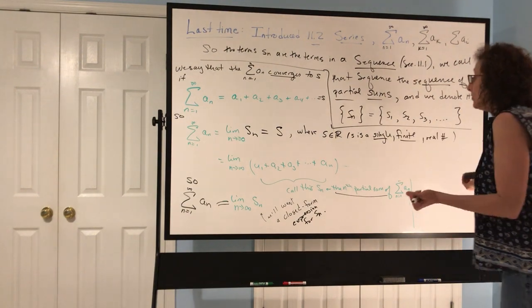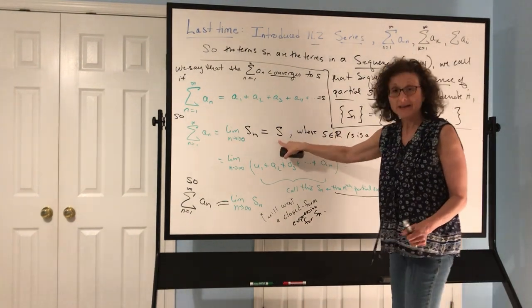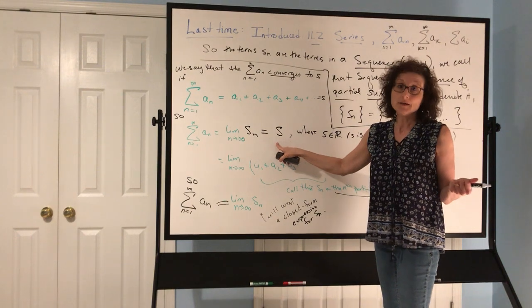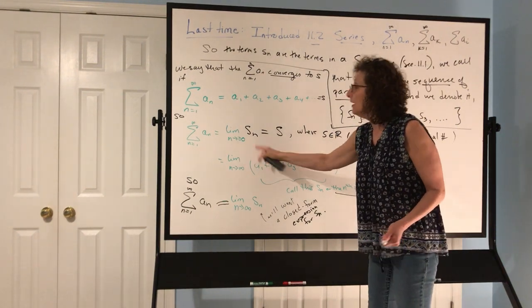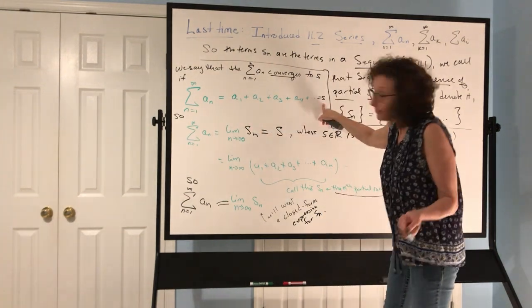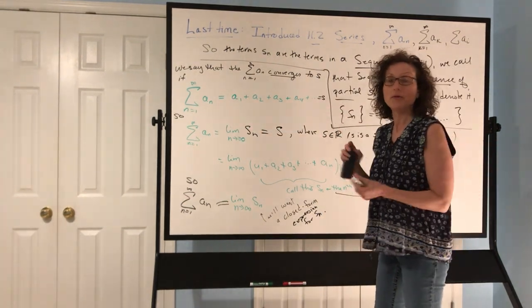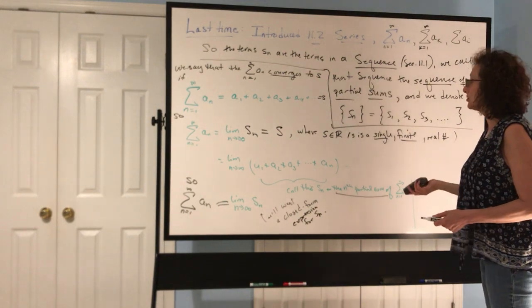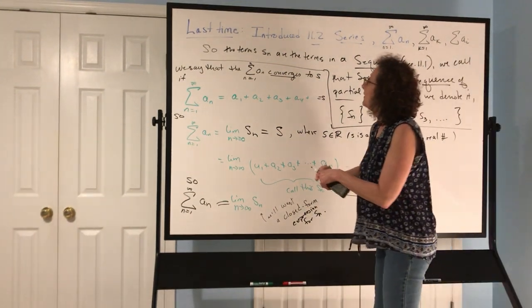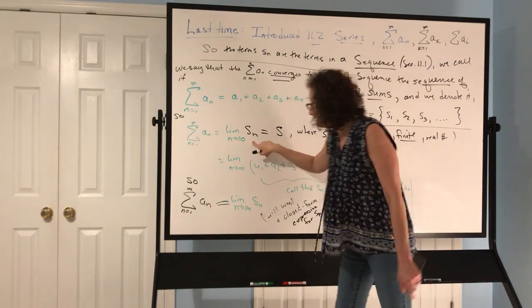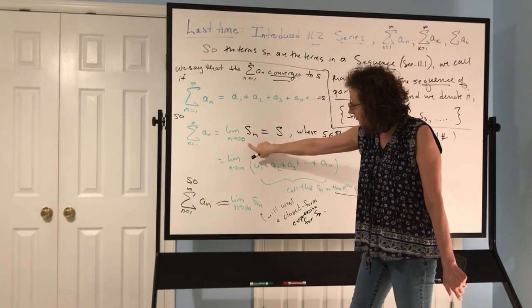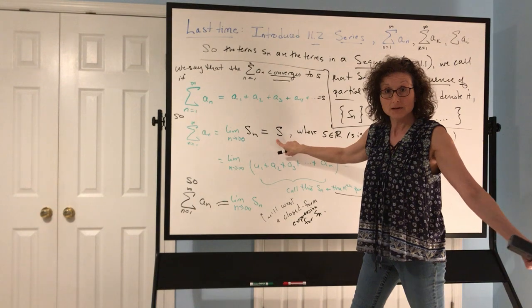So the question is, when can we find this S? Not a lot of times, actually. When can we determine that this thing actually sums to something finite? Well, maybe more than that. That's what we want to talk about. That's what we say when this series converges: when this limit exists.